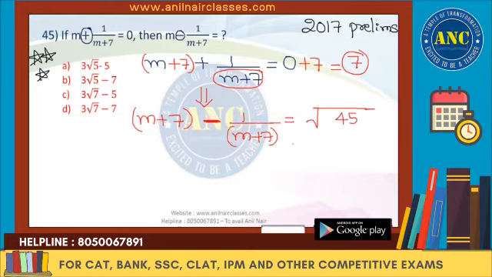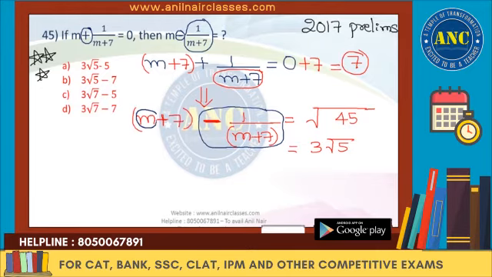45 can be written as 9 into 5. The square root of 9 is 3. So this is nothing but 3 root 5. That means m plus 7 minus 1 divided by m plus 7 value is 3 root 5. But in the question, they actually want you to keep this 1 divided by m plus 7 value as it is. That means with the negative sign also they want you to keep it as it is. This entire thing I will keep on the left hand side itself without any manipulations. And another term they want us to keep is only m. That means this m also I will keep as it is.